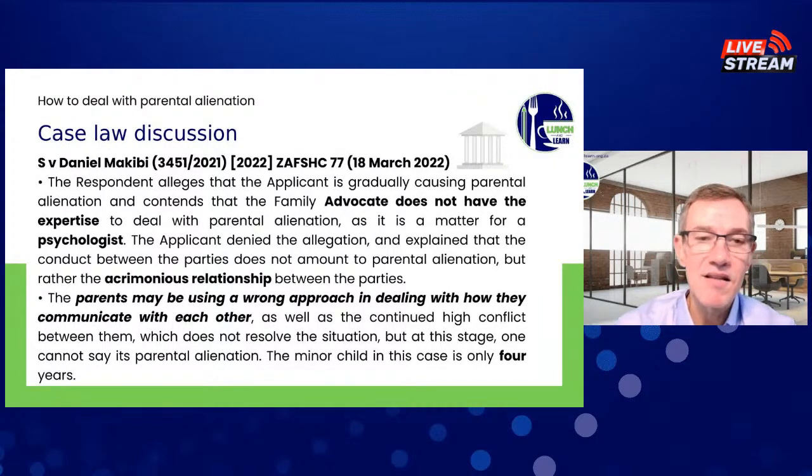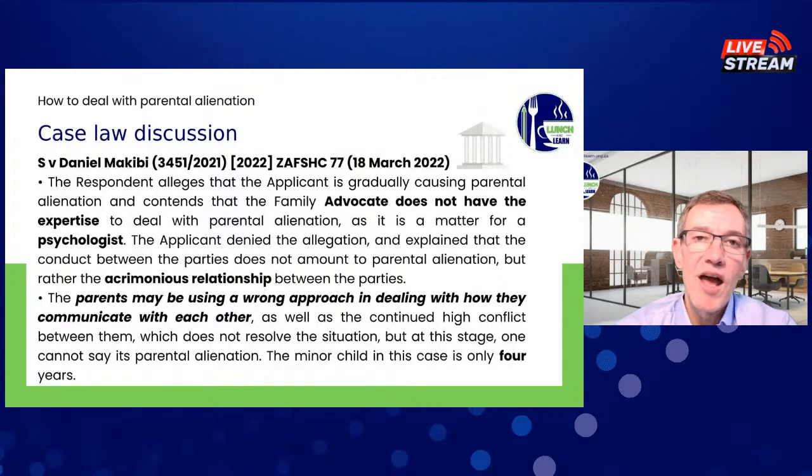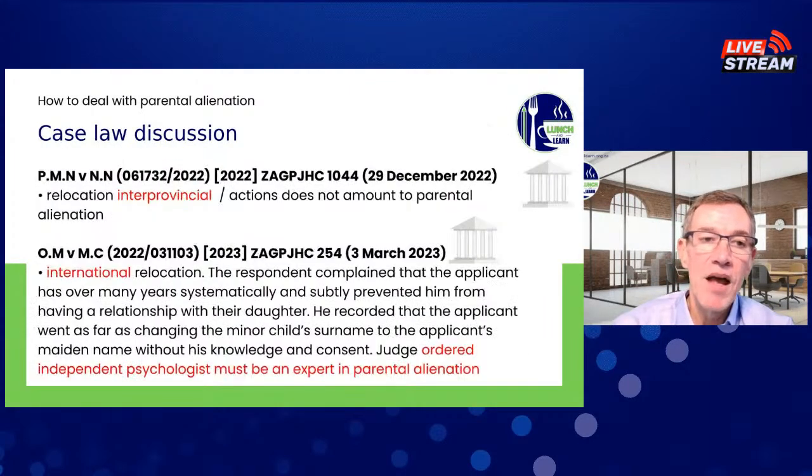In this case, the child was only 4 years old when the father claimed that there was parental alienation. And the judge looked at it holistically and said that, you know what, it is actually just an acrimonious relationship, and that the parents may have been using the wrong approach in the ways they communicate with one another, and that there is no talk of parental alienation.